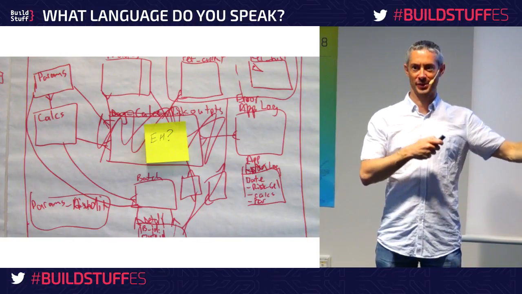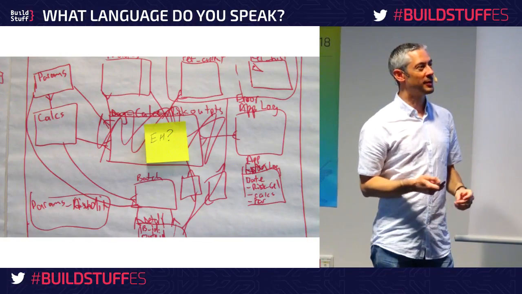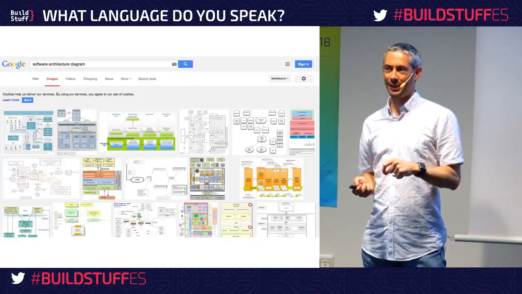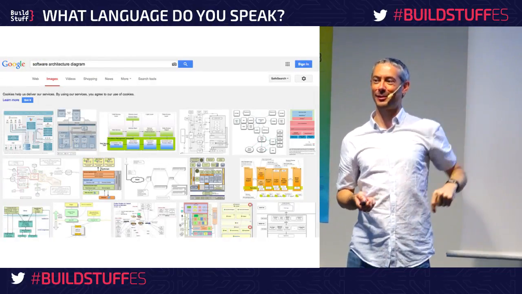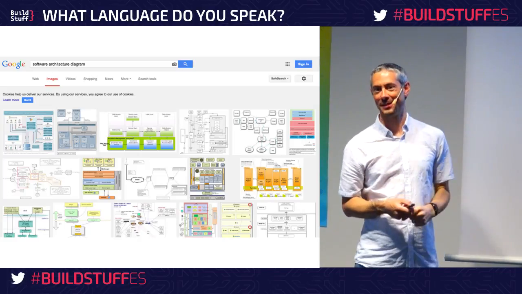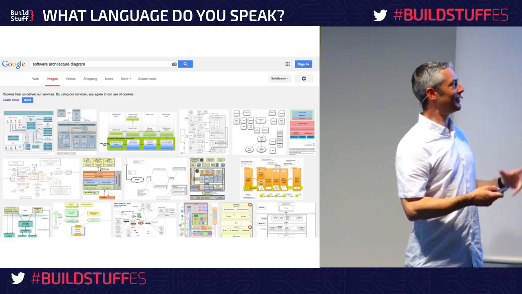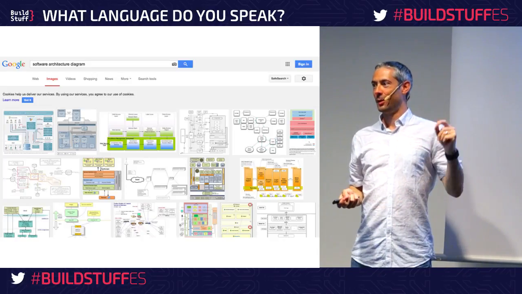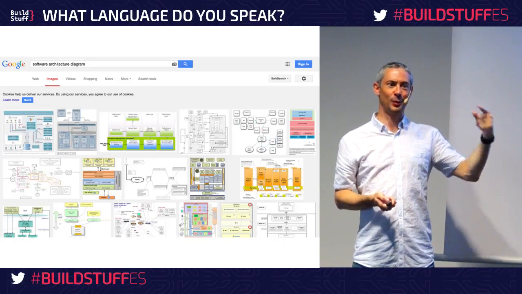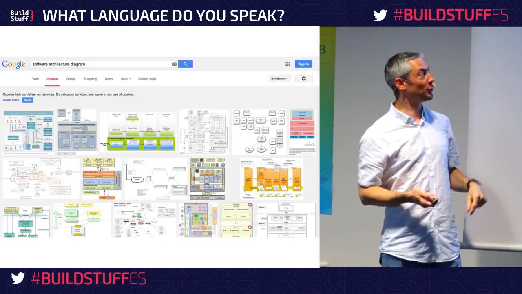Now, of course, all these drawings are hand-drawn. So you might be thinking, well, what happens if we use a tool? Well, that doesn't help. If you go to Google and ask it what it thinks a software architecture diagram looks like, you basically get this. Just page after page of very pretty, colorful Visio-style diagrams. But they exhibit all of the same problems that we see with the hand-drawn pictures.